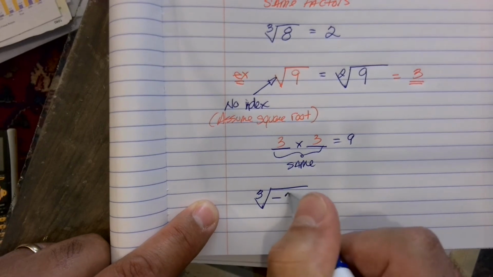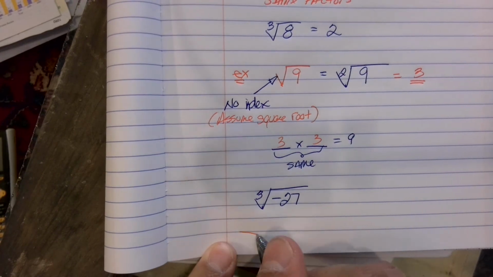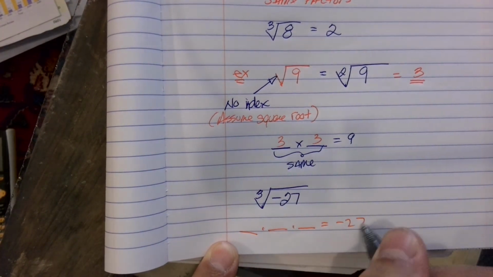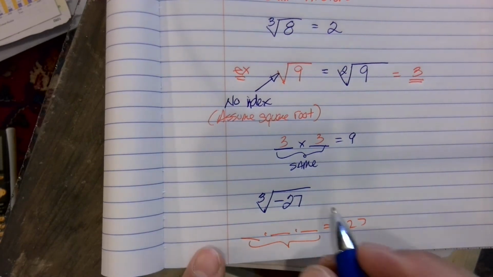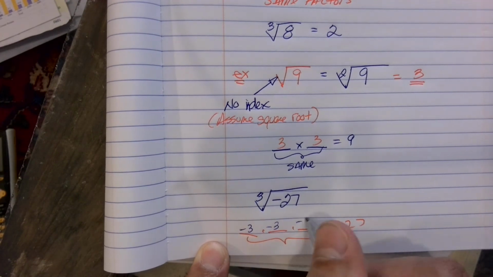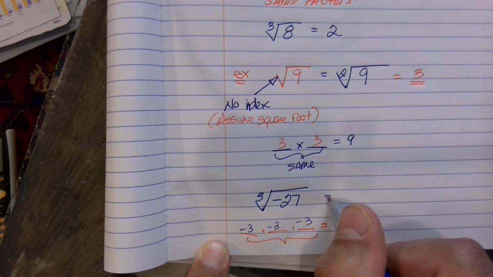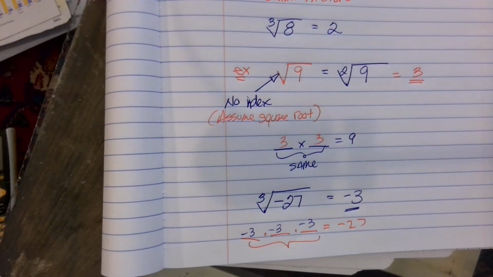What if I have the cube root of negative 27? Right? Again, what times what times what will give me negative 27, where these 3 are the same. And we know a negative 3 times a negative 3 times a negative 3 will give me negative 27. So the cube root of negative 27 is negative 3.